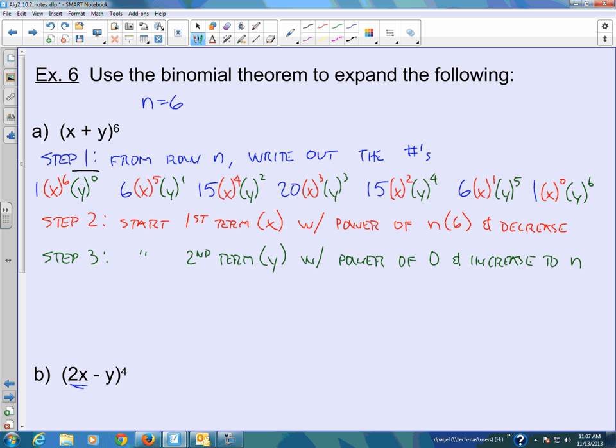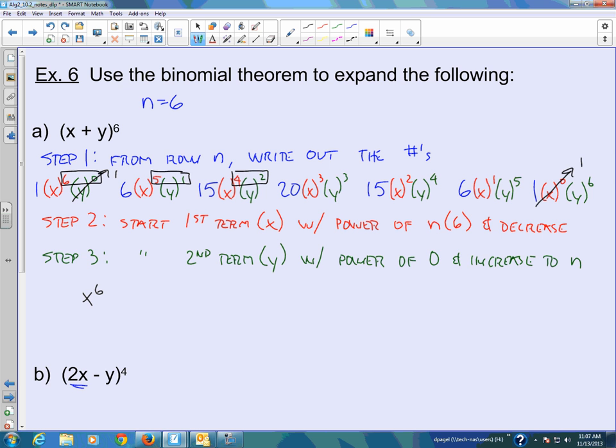Now, pay attention here. You notice the powers of those 2 terms always add up to your n value. They'll always add up to whatever n is, in this case 6. All right, now we're ready to go ahead and take care of this business here. We've got 1 times x to the 6th times y to the 0. Anything to the 0 power we know just becomes 1. So that's going to become 1, and that's going to become 1. And we finally get 1 times x to the 6th.